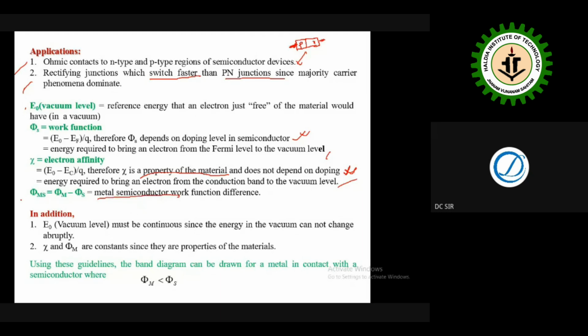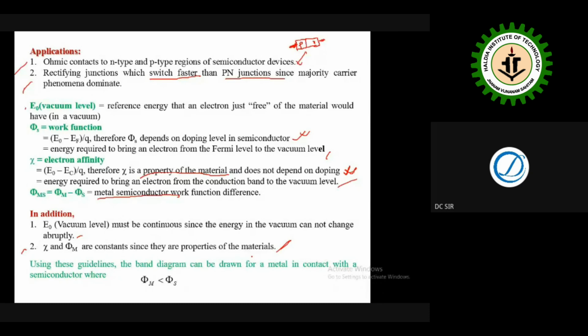In addition, number one, E naught, the vacuum level, must be continuous since the energy in the vacuum cannot change abruptly. Number two, chi and phi m are constant since they are properties of the material.